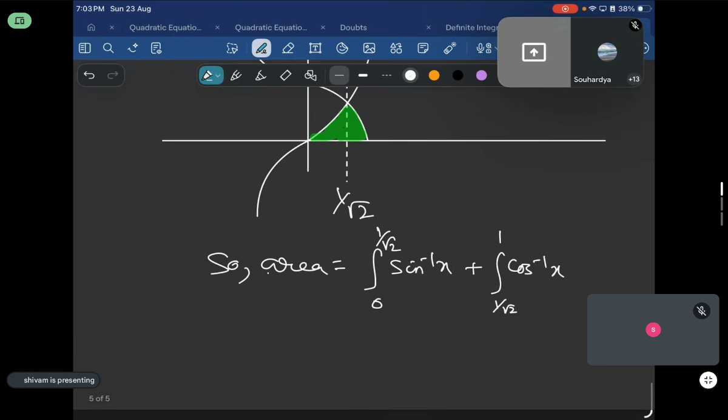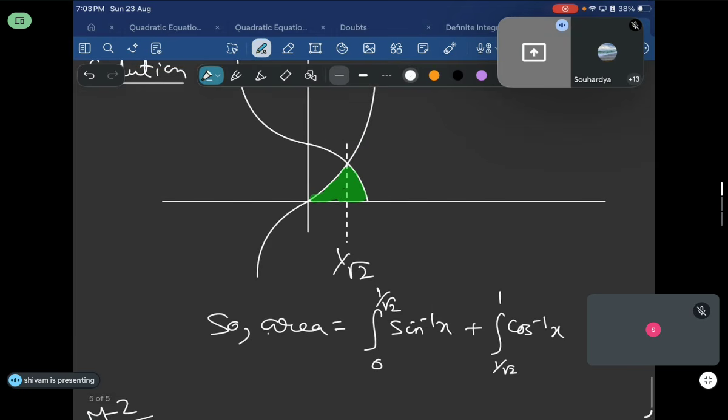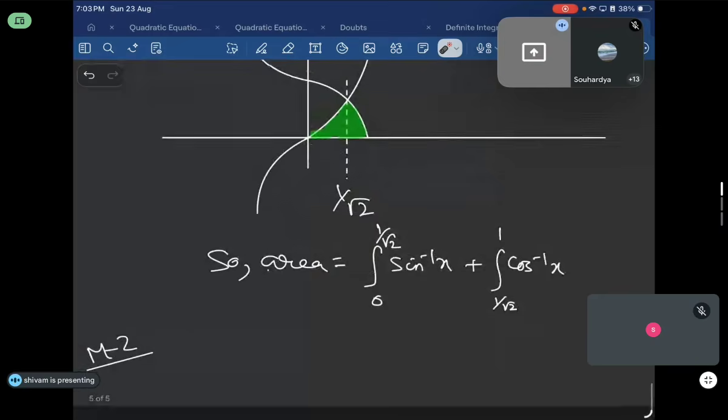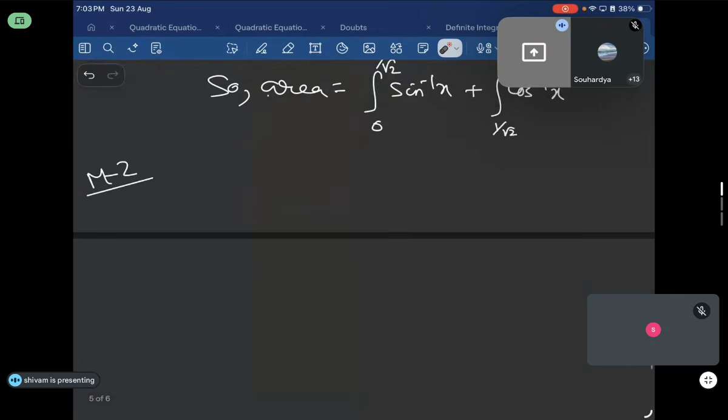Method 2. With respect to x-axis, this graph is the graph of sine inverse x. With respect to y-axis, this graph is the graph of sine x, x equal to sine y. So we can take the horizontal strip. Are you people getting? So see now how things will be easier for you.